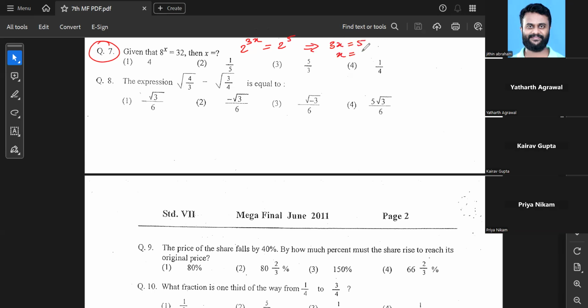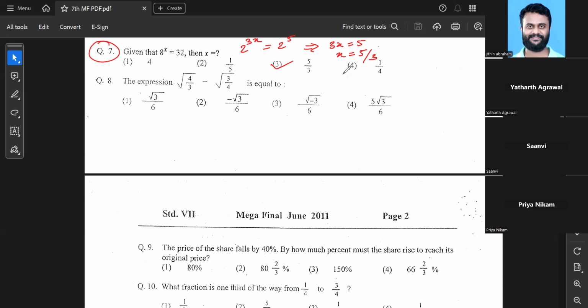That gives you option 3? Yes, 5/3, absolutely. It's simple elimination because it can't be 1/5 or 1/4 since it's not smaller than that. It can't be 4 because that will become too big. So it will obviously be 5/3. Yes, that is also a viable method to solve this problem, considering these are the options.